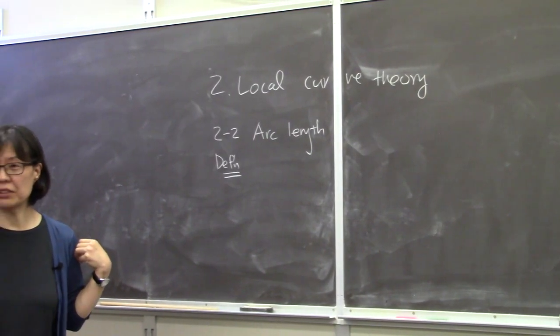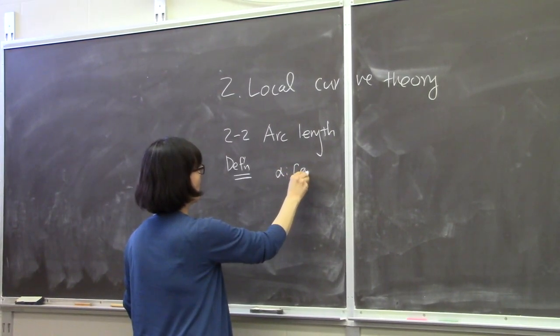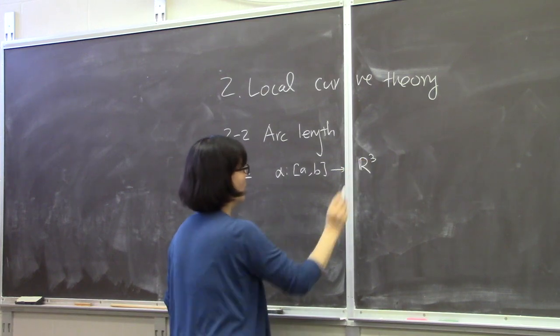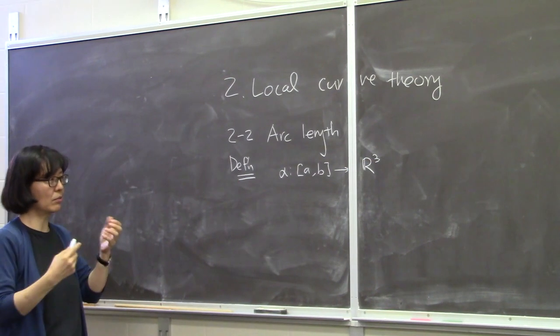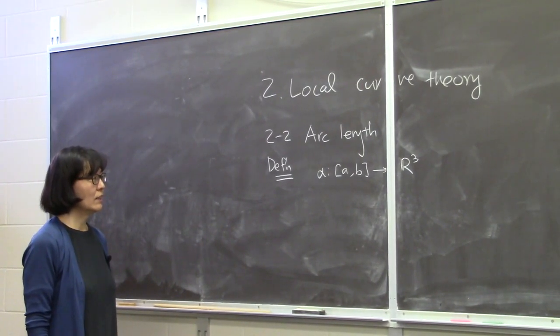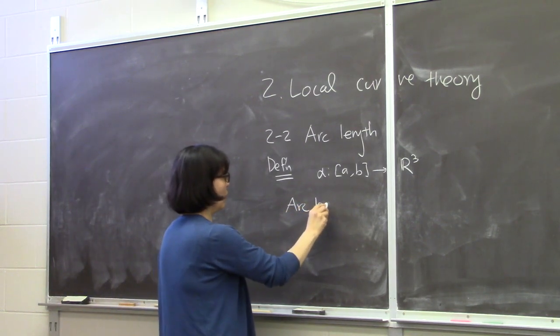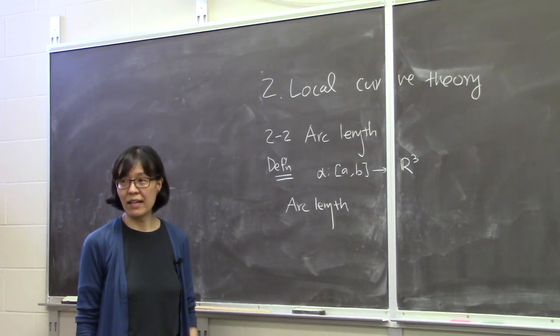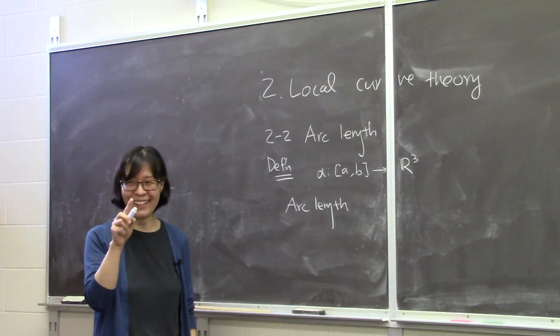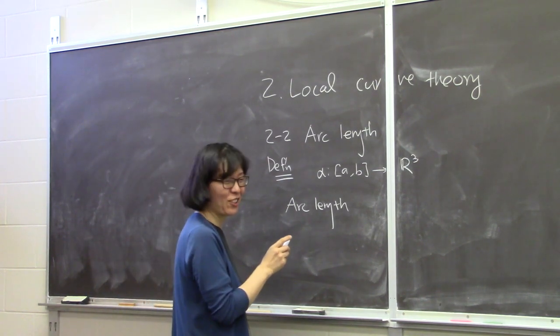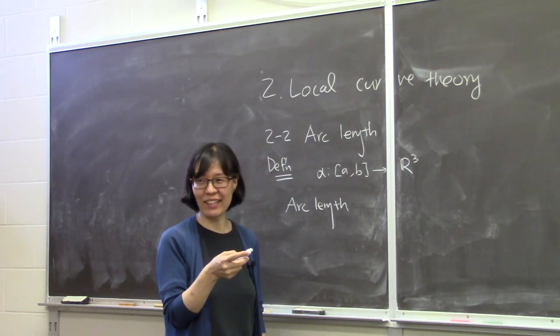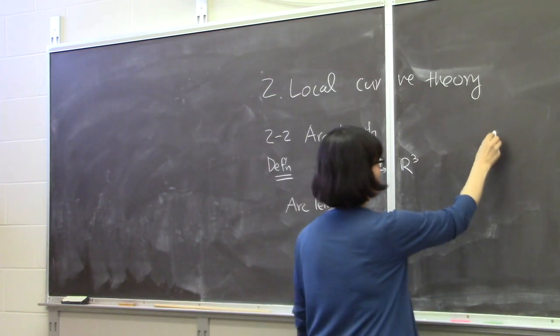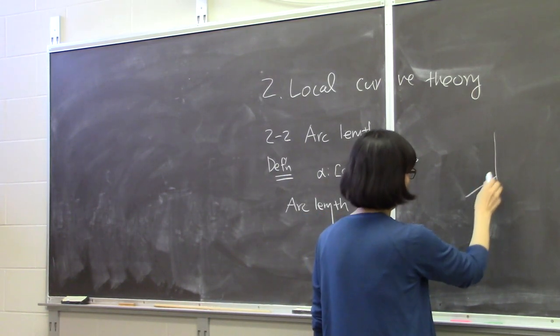How did we calculate the arc length of a curve? We consider alpha from [a,b] to R3, or R2, but we consider space curves here. What is the way to get the arc length of the curve? Do you remember how I explained that one in Cal 2 and Cal 3 as well? Here, R3 or R2.